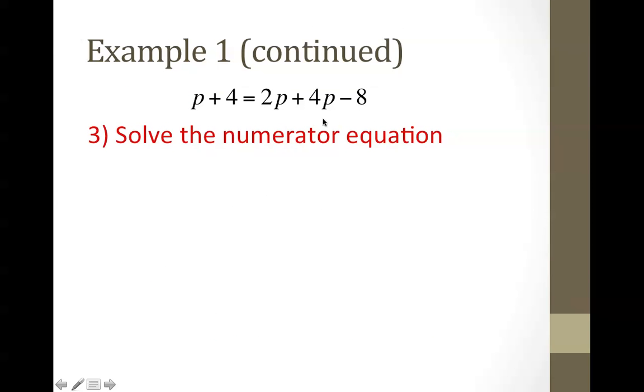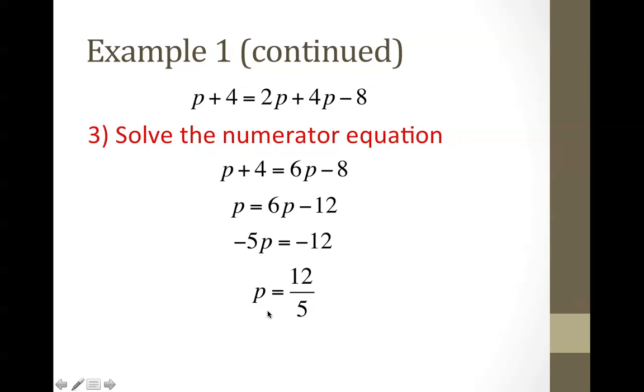First thing you want to do is combine your like terms. So we say 2p plus 4p gets me 6p. And then we want to start solving this equation by subtracting or adding things to both sides. I'm going to start by subtracting the 4 from both sides, which will get me this negative 12. And then I'm going to subtract the 6p from both sides, which will get me a negative 5p. Finally, we want to divide both sides by negative 5 to get the p by itself, which would get me my final answer of p is equal to 2/5.